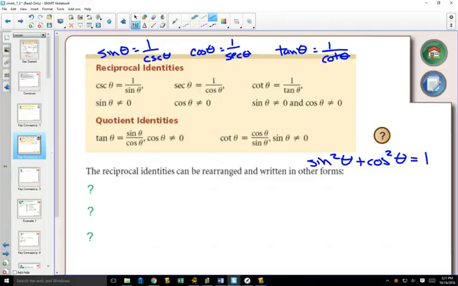So that's another identity. So what we're going to do is we're going to learn how to do proofs with these identities. In fact, these identities that we have so far are going to be our tools. And they're going to be our tools that we can use to prove new identities.